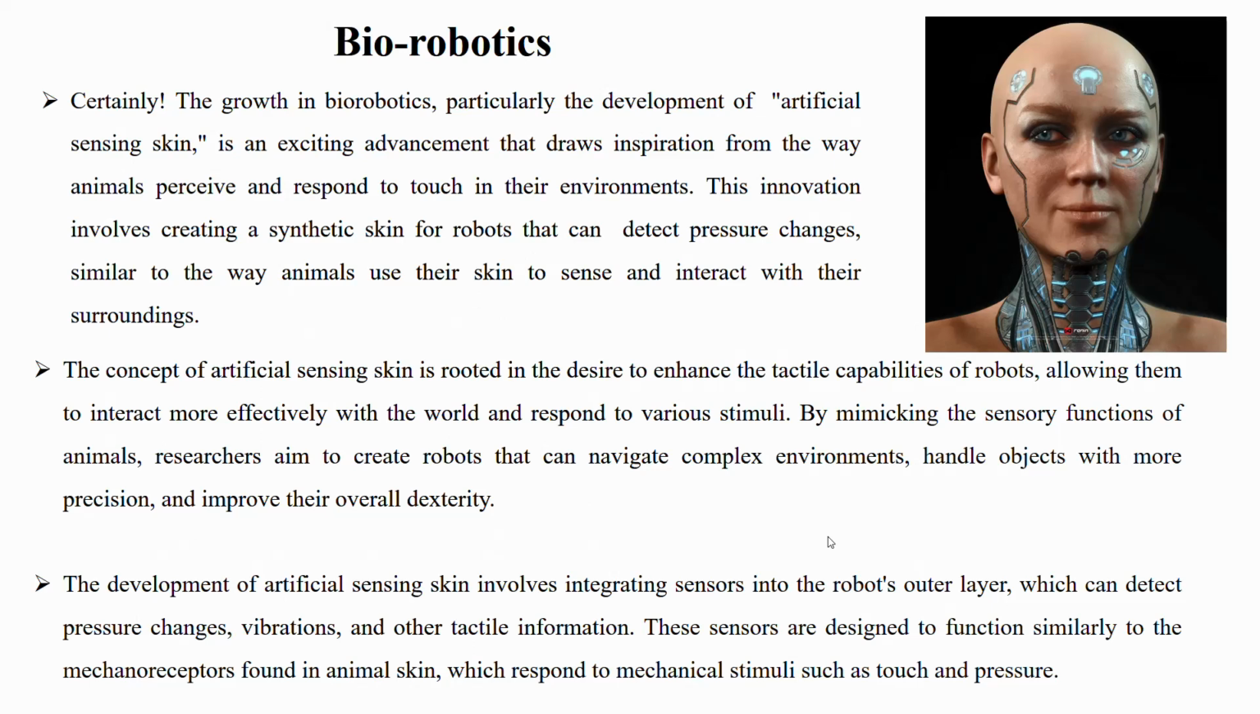The concept of artificial sensing skin is rooted in the desire to enhance the tactile capabilities of robots, allowing them to interact more effectively with the world and respond to various stimuli. By mimicking the sensory functions of animals, researchers aim to create robots that can navigate complex environments, handle objects with more precision, and improve their overall dexterity. The development of artificial sensing skin involves integrating sensors into the robot's outer layer, which can detect pressure changes, vibrations, and other tactile information. These sensors are designed to function similarly to the mechanoreceptors found in animal skin, which respond to mechanical stimuli such as touch and pressure.